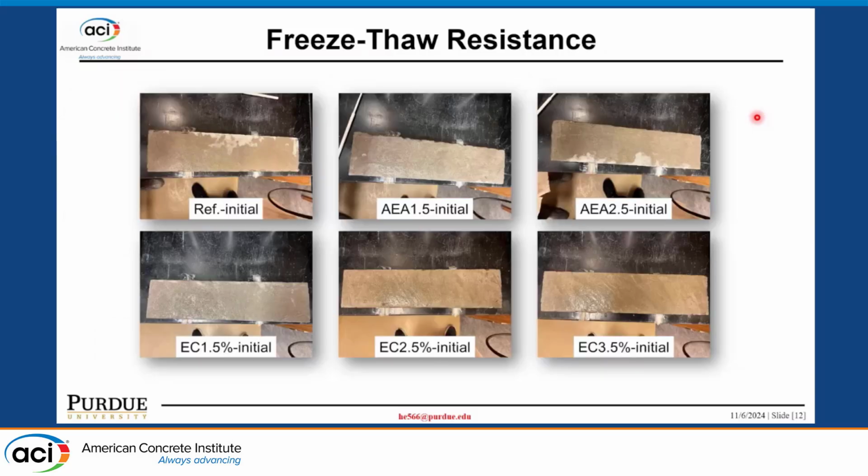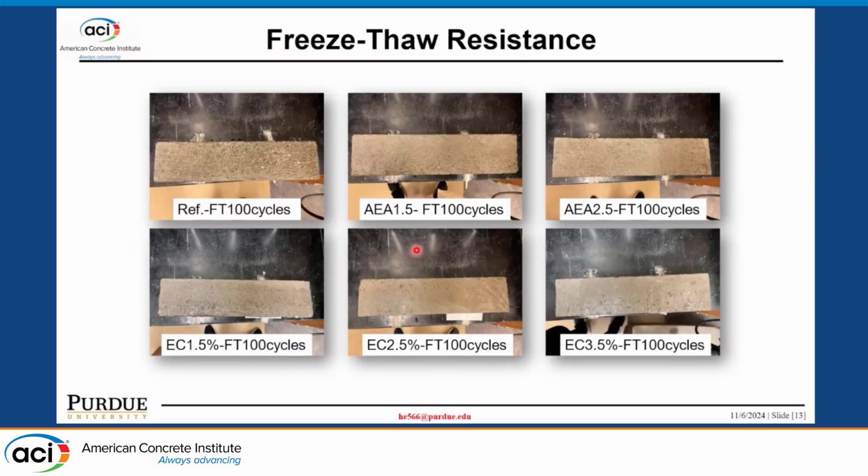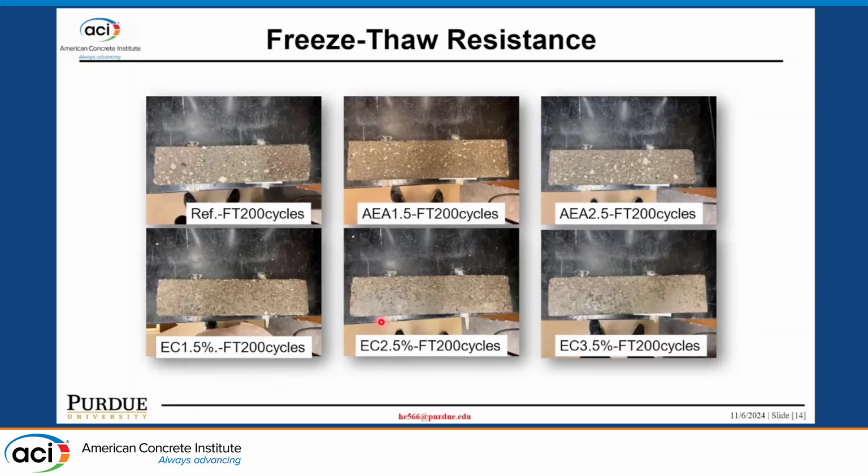And here is a picture of the concrete beams during the freeze-thaw resistance test. This is the initial concrete beam. We can see the finished surface clearly. And after 100 cycles, for the reference concrete, we can see a lot of surface damage here. That's why it lost a lot of mass, right? And the AEA concrete looks pretty good after 100 cycles. And the expansive concrete also has a pretty good surface after 100 cycles.